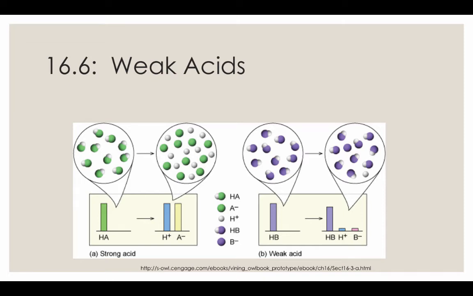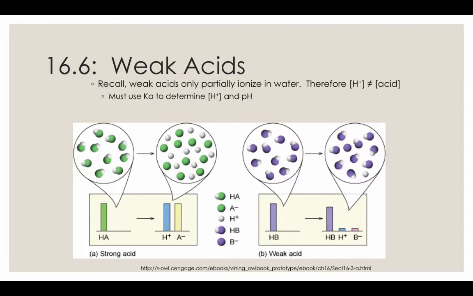Previously, when looking at strong acids and bases, we were assuming complete dissociation, meaning that the H+ concentration of the strong acid is equal to the initial acid concentration. However, due to the fact that weak acids and weak bases only partially ionize in water, the H+ concentration of a weak acid solution will not be equal to the initial acid concentration. Likewise for bases with the OH- concentration. Therefore, we must use Ka or Kb to determine the H+ concentration and then the pH.